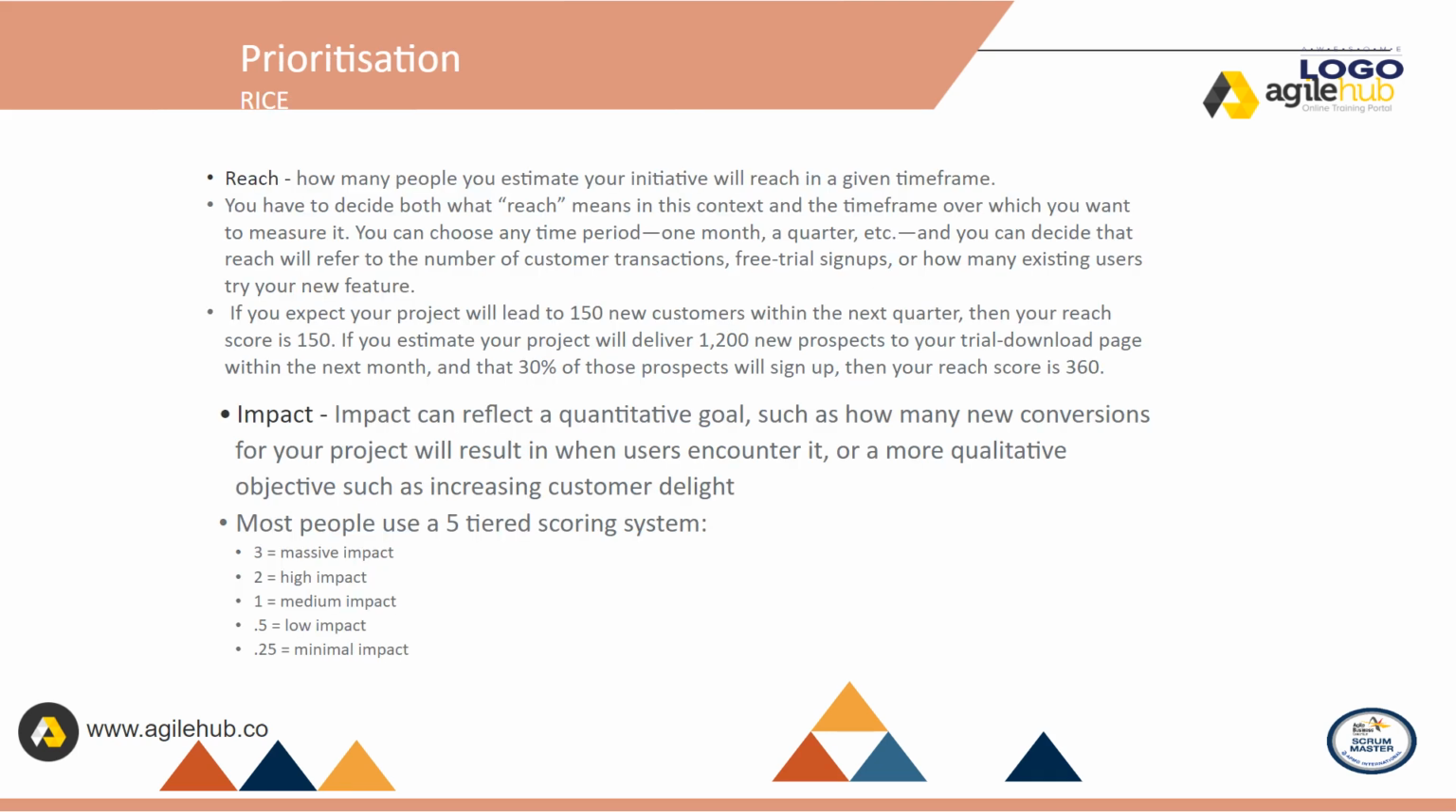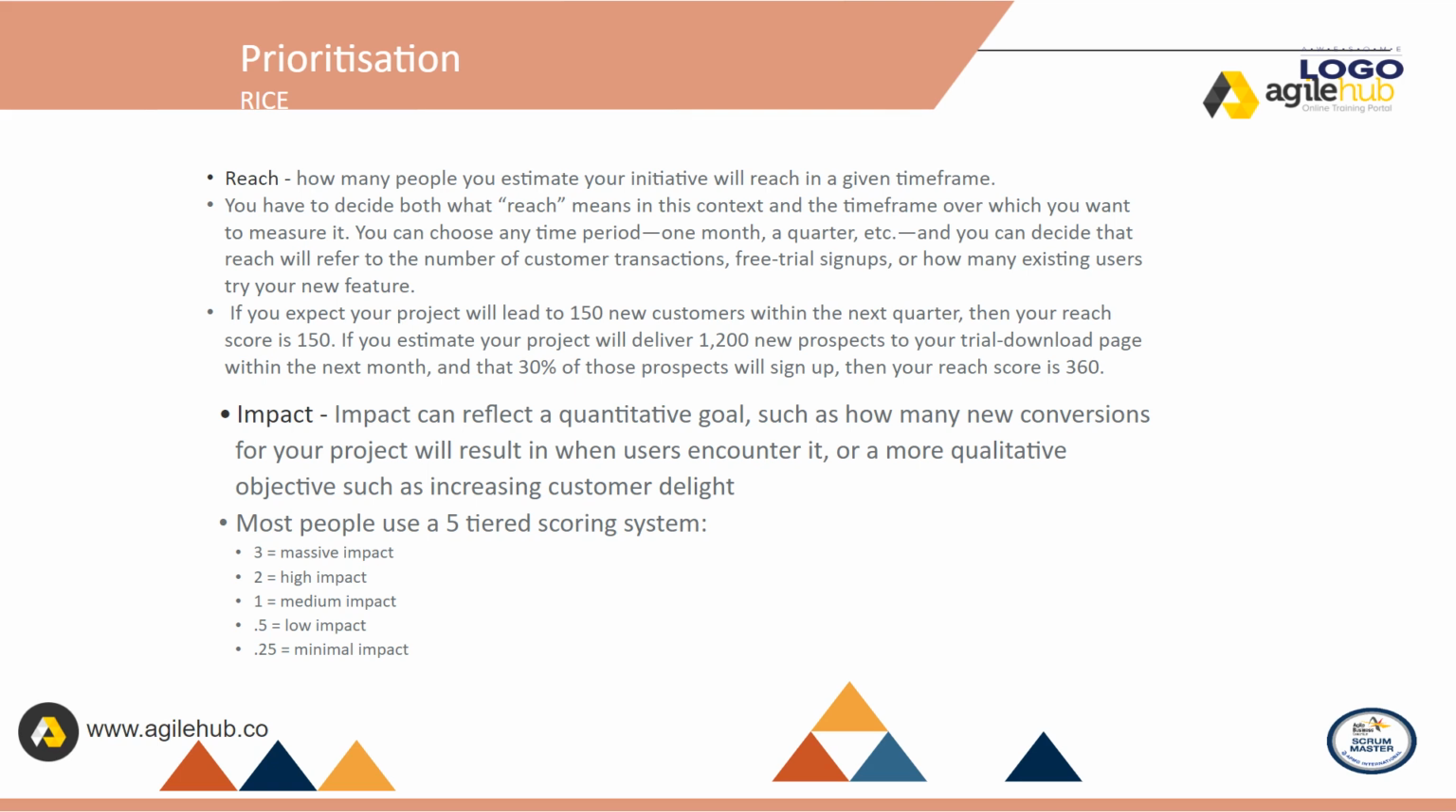Prioritization: RICE. Reach: how many people you estimate your initiative will reach in a given timeframe. You have to decide both what reach means in this context and the timeframe over which you want to measure it. You can choose any time period, 1 month, a quarter, etc., and you can decide that reach will refer to the number of customer transactions, free trial signups, or how many existing users try your new feature.